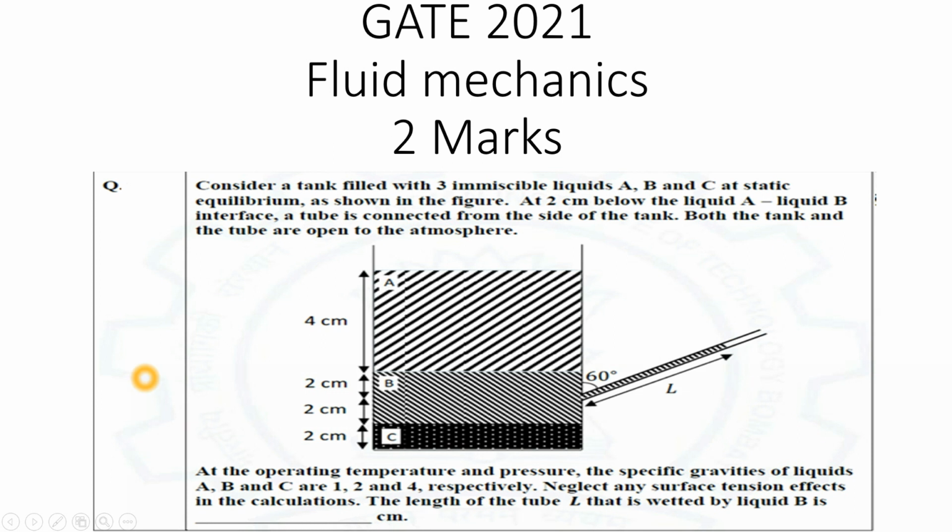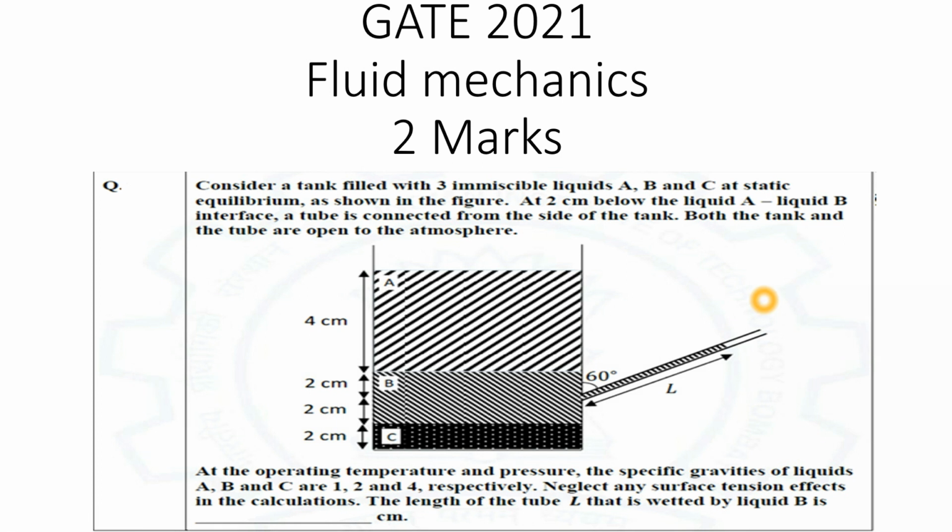At the operating temperature and pressure, the specific gravities of liquids A, B and C are 1, 2 and 4 respectively. Neglect any surface tension effects in the calculations. The length of the L tube that is wetted by liquid B is in centimeters.